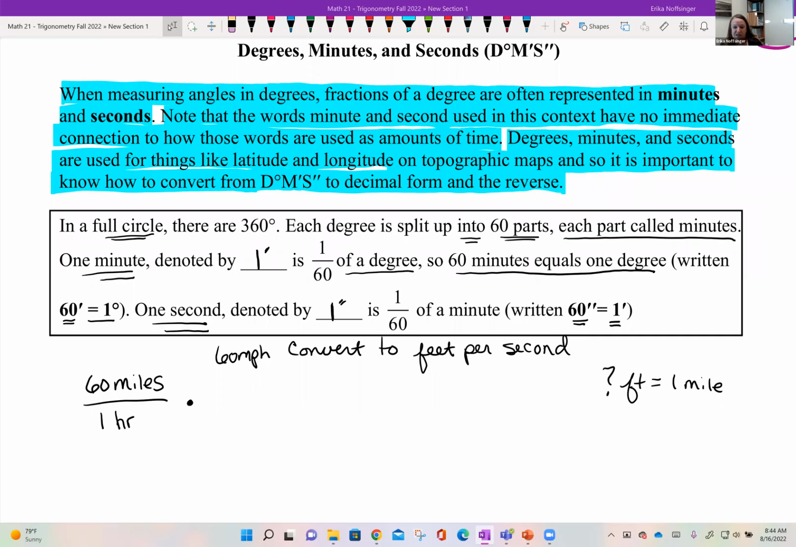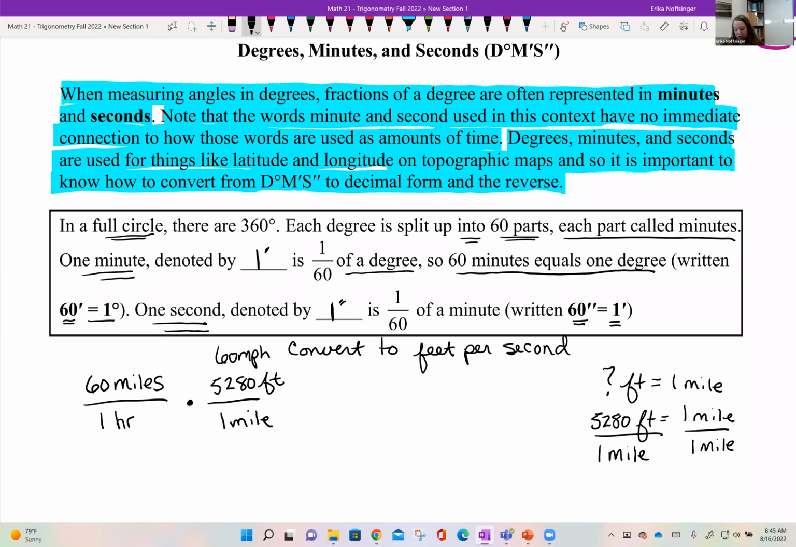So we have 5,280 feet is equal to 1 mile. I want the miles to cancel out, so I know that I want the mile in the denominator. If I divide both sides of this by 1 mile, that is going to give me 1 is equal to 5,280 feet all over 1 mile. Okay, so that's going to get my feet.